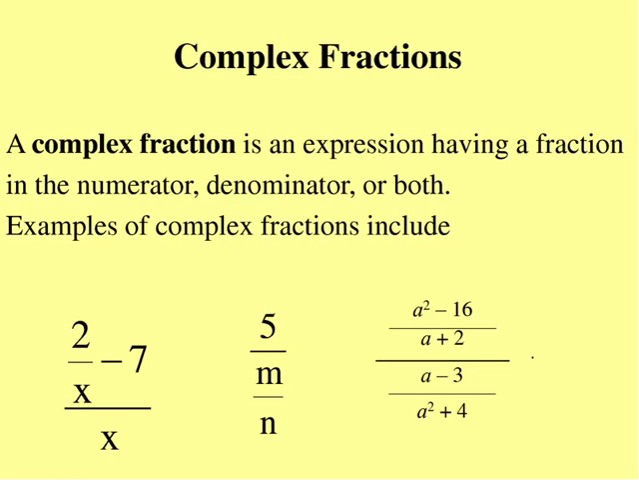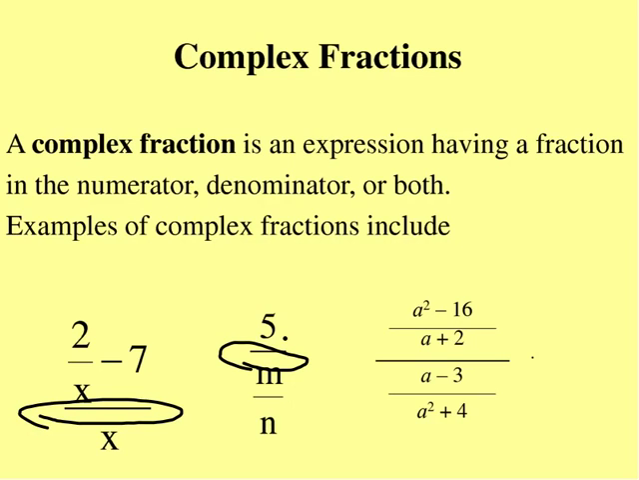And these are some examples. 2 over x, minus 7 over x. Remember that this main fraction bar here means divided by. And here we've got 5, which we could make 5 over 1, and then the main fraction bar, divided by m over n. And then here this even looks a little more complicated: a squared minus 16 over a plus 2, all divided by a minus 3 over a squared plus 4.